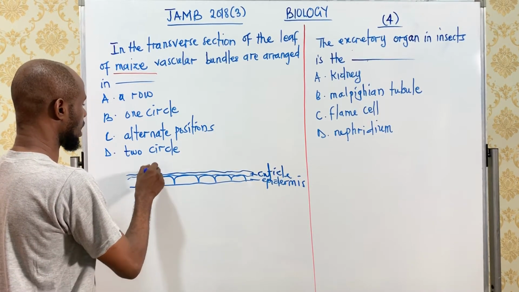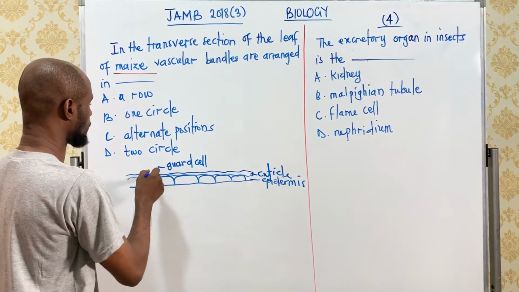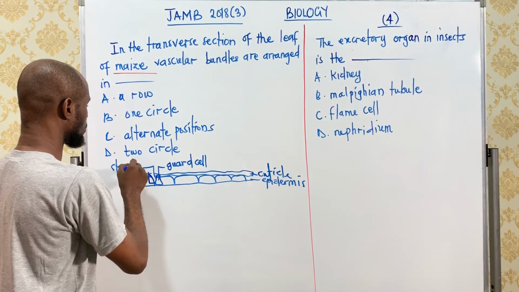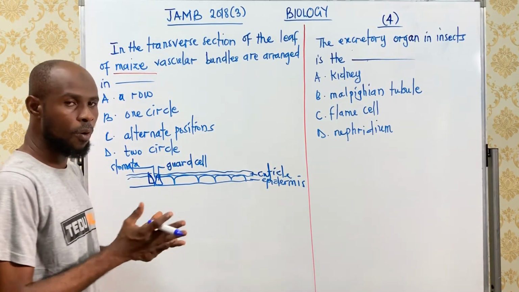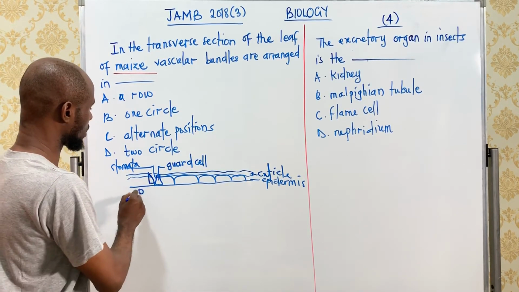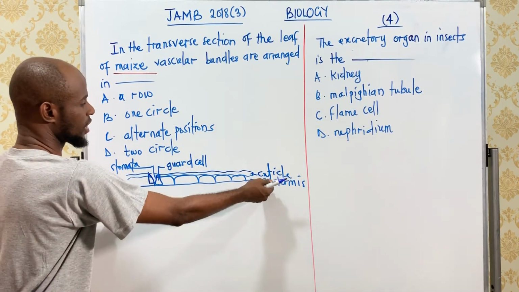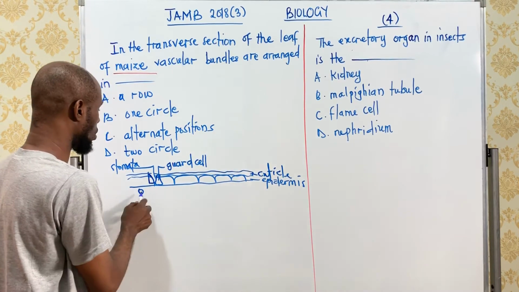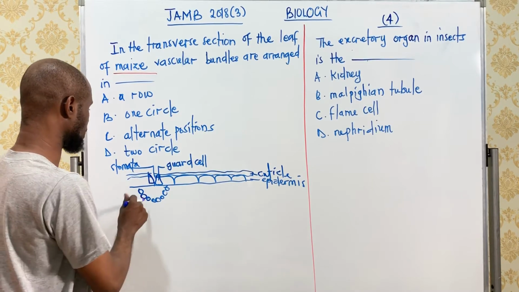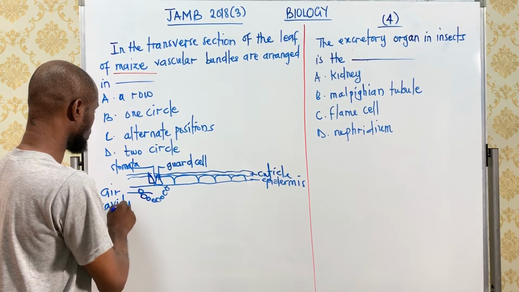Here we have the guard cell that controls the opening and closing of the stomata, which is the pore in the plant. There's a space below the guard cell, either in the upper epidermis or the lower epidermis, that is called the substomatal space or the air cavity. So this is the air cavity.